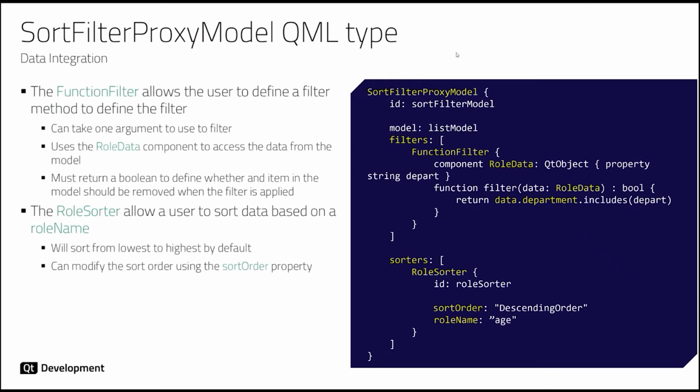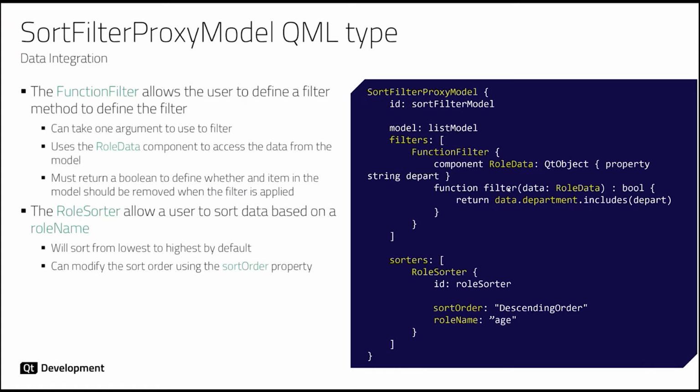So let's take a little bit of a look at an example. We can see here the function filter allows the user to define a method to define a filter, and this can take one argument to use to filter. And this is going to use the role data component to access the data from the model. As we can see here, we have the filters property, and we have a function filter set to it. And this is passing a role data to it. And this is going to contain the defined data from your model. And then you can use that data to apply a filter to the model.